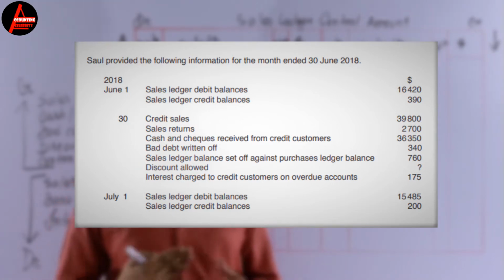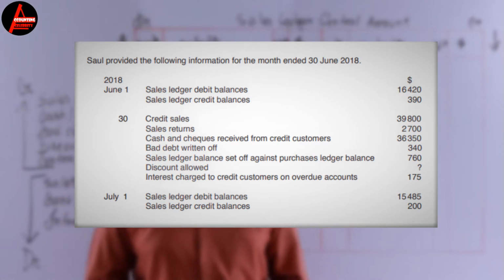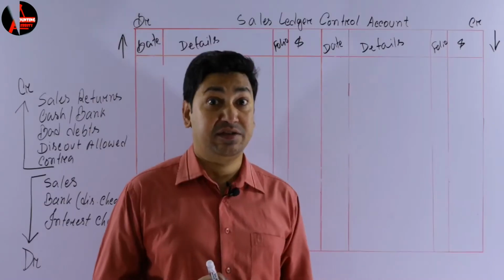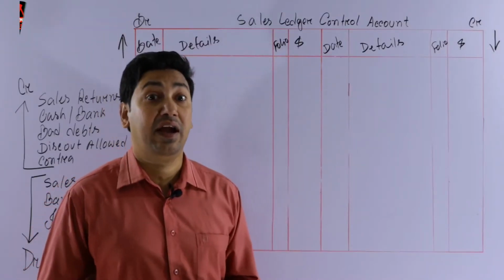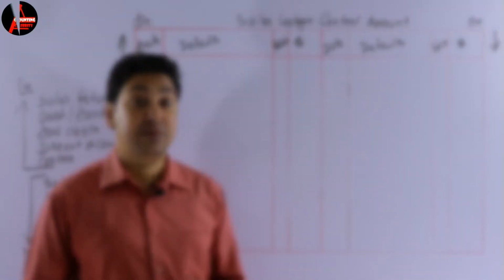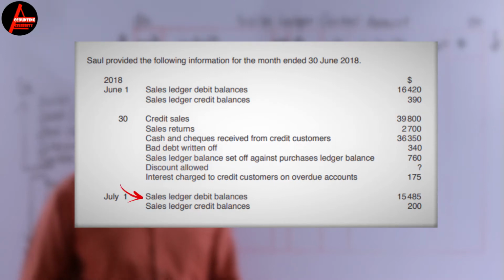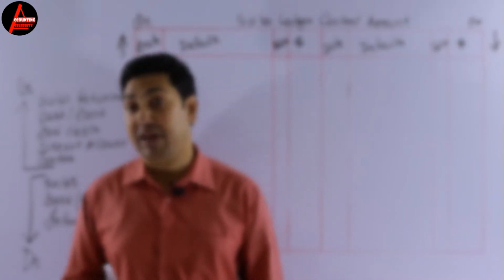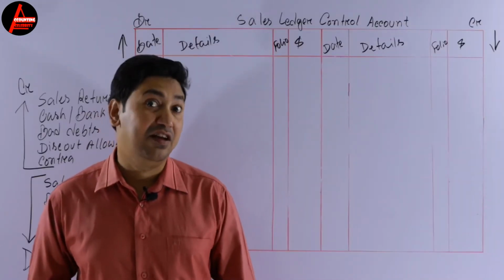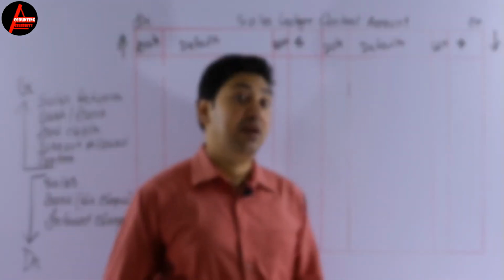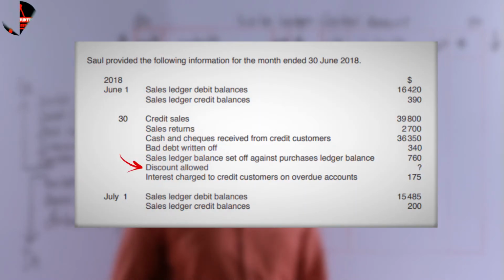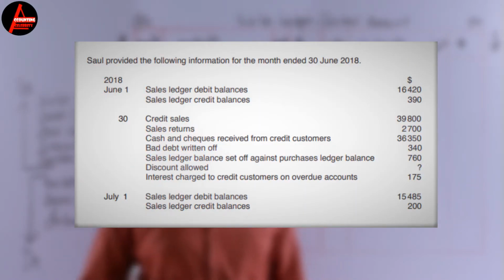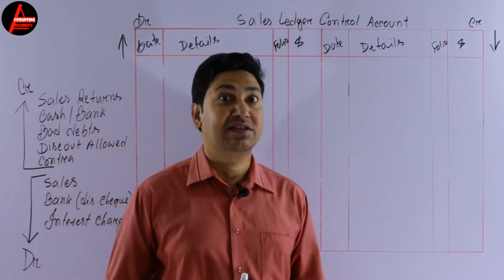So what is written in the beginning of the question? Sales ledger debit balance, sales ledger credit balance. So these balances are given, and look at the end of the question, sales ledger debit balance and sales ledger credit balance. That means balance b/d and balance c/d are given here, but there is a question mark, have you noticed, which is discount allowed. So in this question you don't need to calculate balance c/d. You have to calculate here discount.